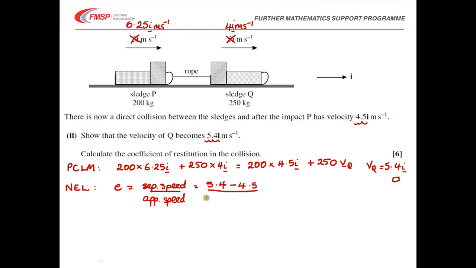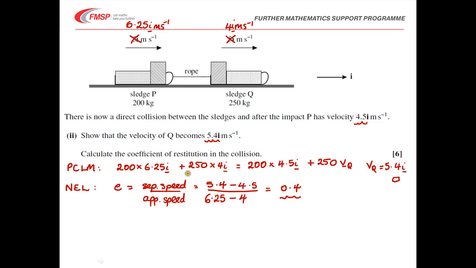And similarly, before the impact, P is moving towards Q with a contributory speed of 6.25, but Q is moving away from P, so we reduce the approach speed by 4 to compensate for that. This gives us a value of 0.4 for E, which is our answer that we're looking for. Notice that that is a value between 0 and 1, which is as we'd expect for the coefficient of restitution.